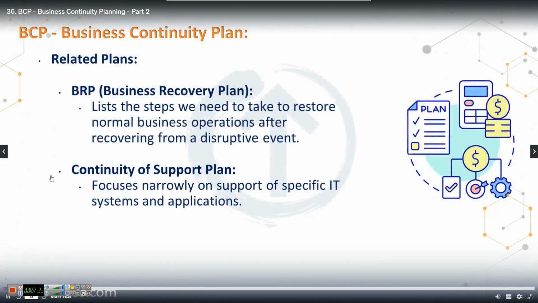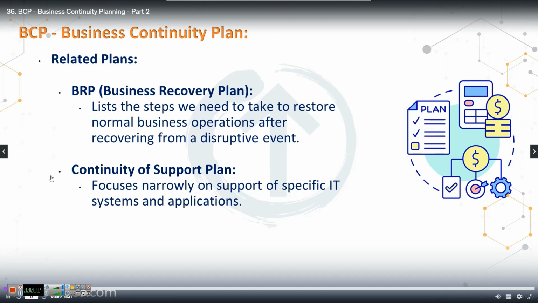In this lecture, we're going to continue with more BCP, and we're going to start out with more of the BCP subplans. First up, we have a BRP, and this is not a BCP, it is a business recovery plan, and it contains all the steps that we need to take to restore to normal business operations after recovering from a destructive event. That could be how do we switch our operations back from our secondary site, our backup site, to our primary site. How do we get people back in the building? It's all the practical things that need to happen for us to recover as a business.